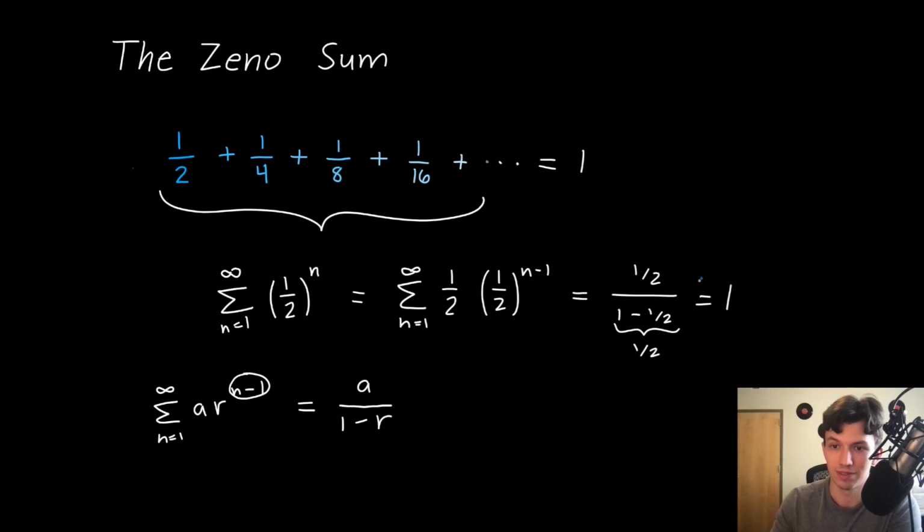So there we go. There it is. This makes us happy because it goes with our intuition. And that's the Zeno sum. It's a geometric series that equals 1.